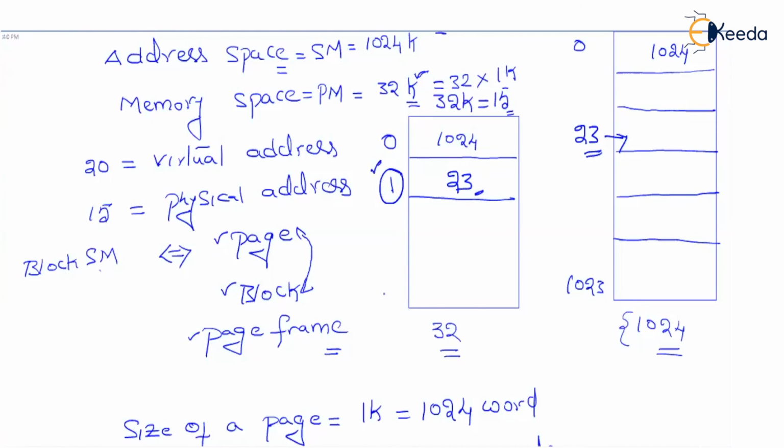And at that time, the first block is the 23rd page's frame. The frame of the 23rd page is the first block, because the 23rd page in the secondary memory is transferred to the first block. A page frame is the block which contains the corresponding page. That is the page frame.